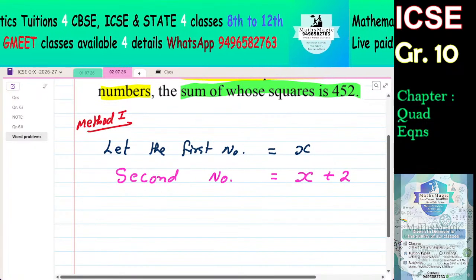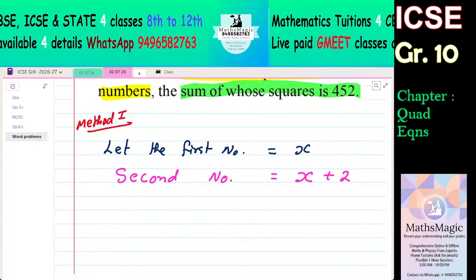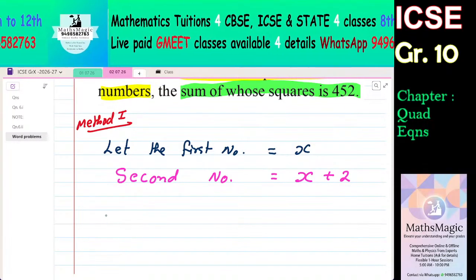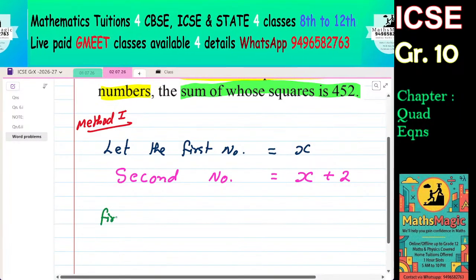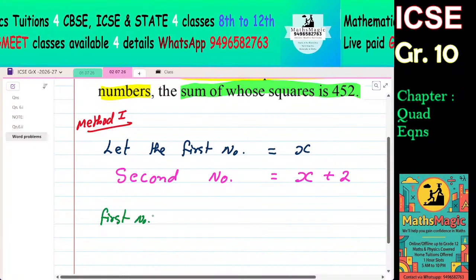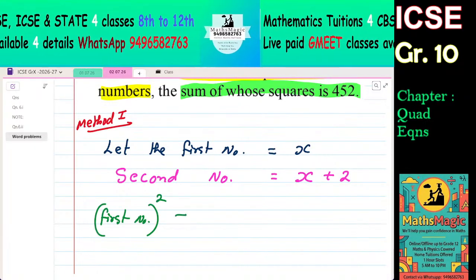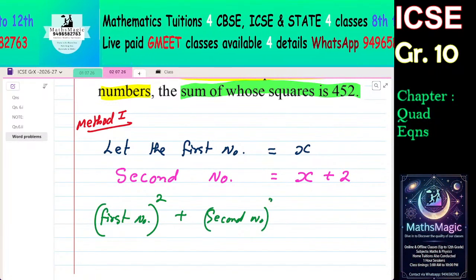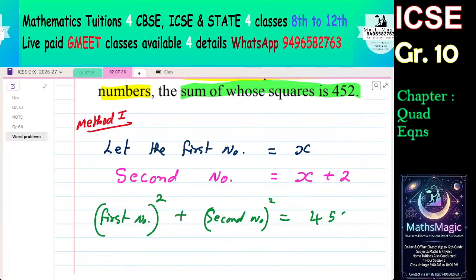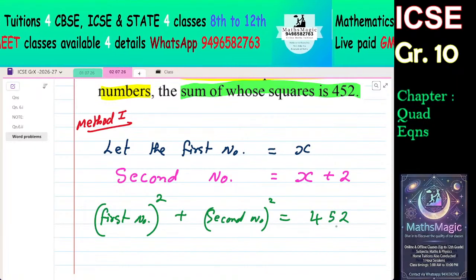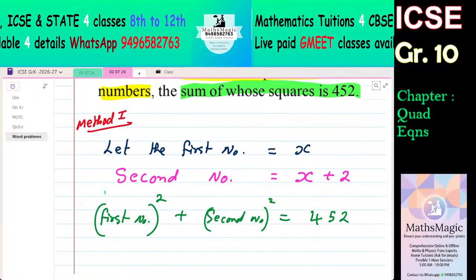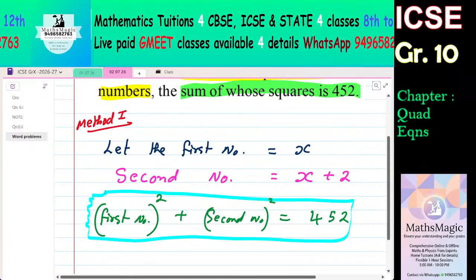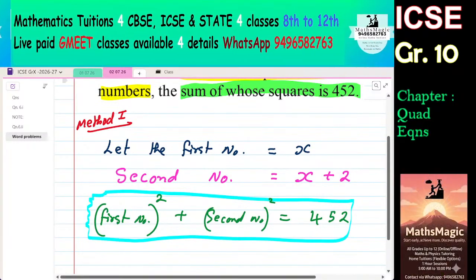Now, the second condition is the sum of whose squares is 452. Just try to write that in mathematical form. So that will be the first number squared plus the second number squared equals 452. This is the best thing to start with. It's not necessary, and what I have written in this box is not necessary for your answer paper as well. But this gives you a confidence in making an equation.